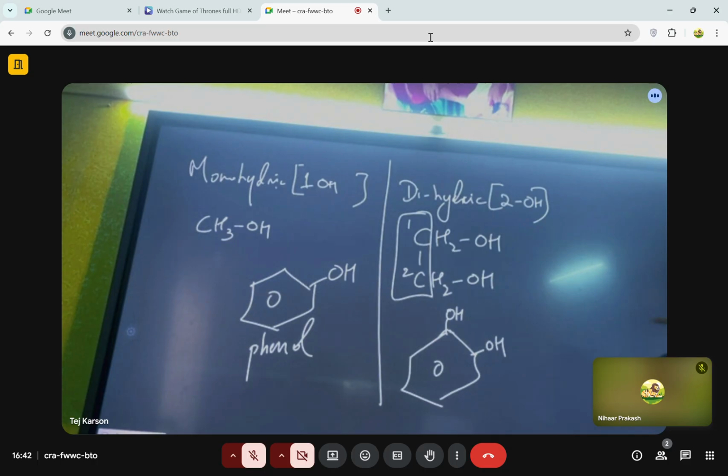The reason is that the probability of this being asked as a common name is more compared to the IUPAC name. So I tell you the common name: catechol, C-A-T-E-C-H-O-L. You have to remember all this, like paracetamol, catechol.